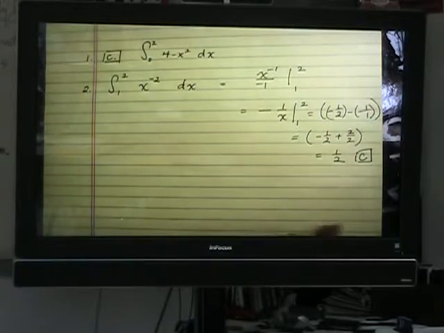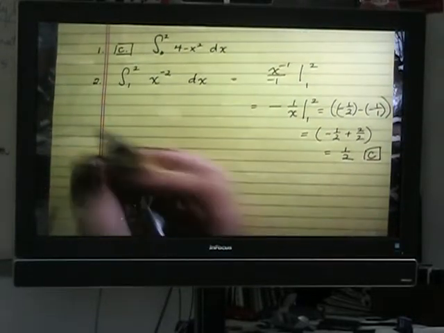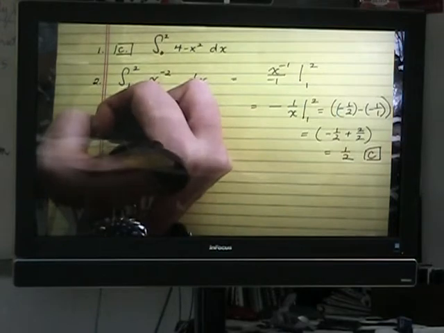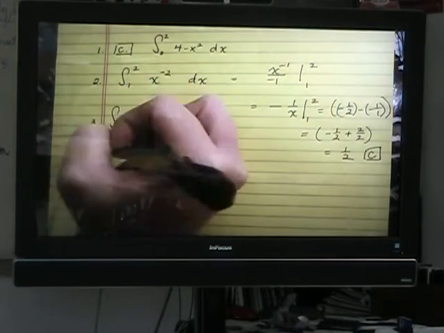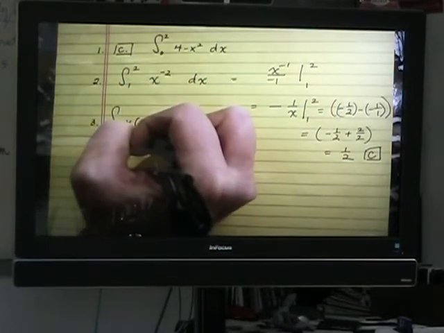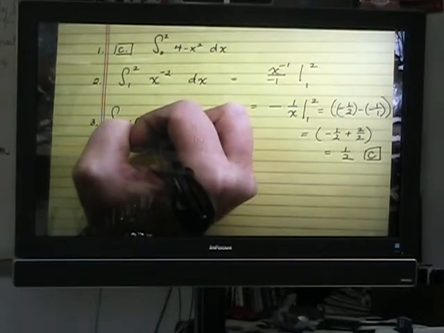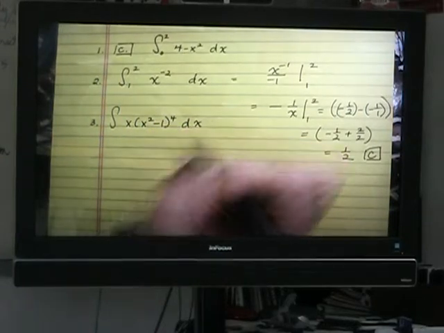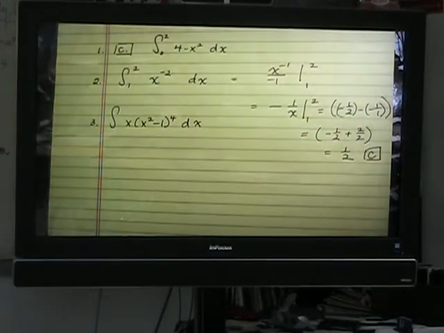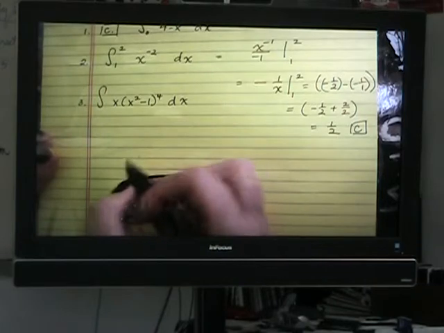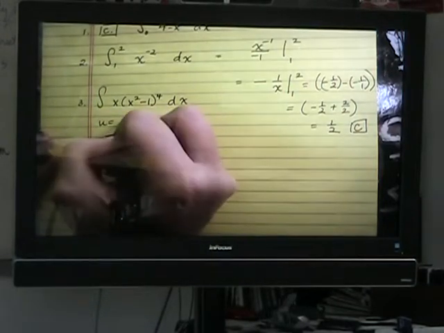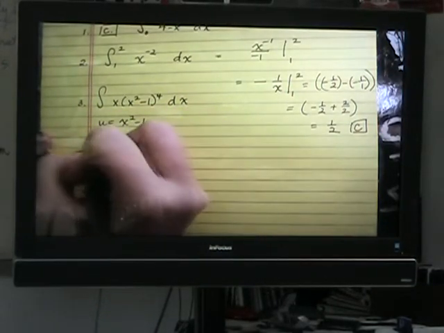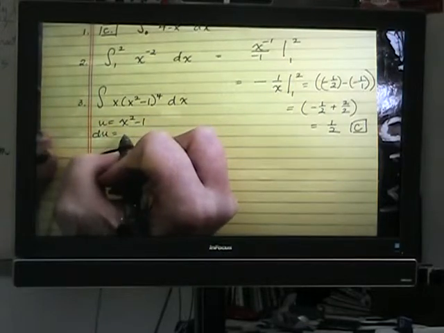we have to use U substitution on. So for number 3, we have the integral, well, it's an indefinite integral, isn't it? So no bounds. We're just going to integrate x times the quantity x squared minus 1 to the 4th power. So in this case, my u should be x squared minus 1, which makes du what?